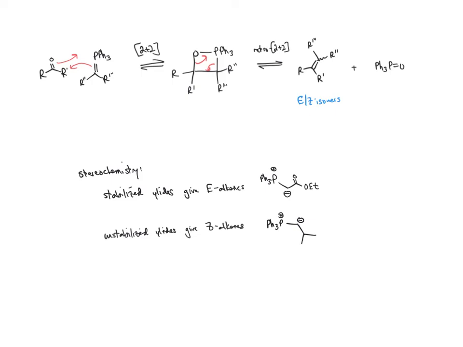And so in the case of stabilized ylides, you're under thermodynamic control. And in the case of unstabilized ylides, you're under kinetic control. And so you get the Z product in which the two groups are on the same side.